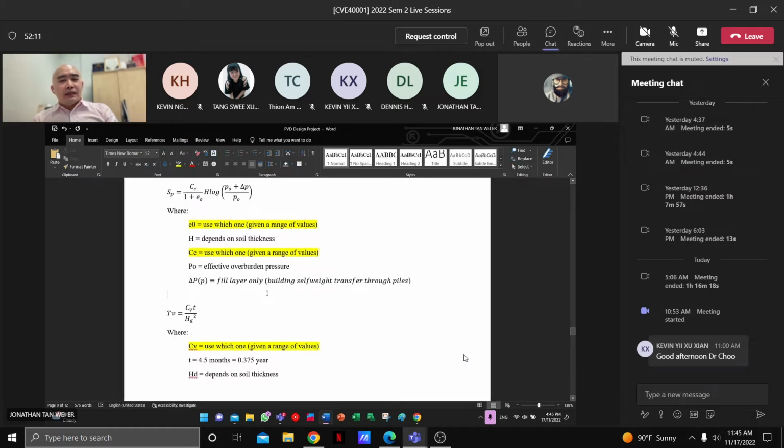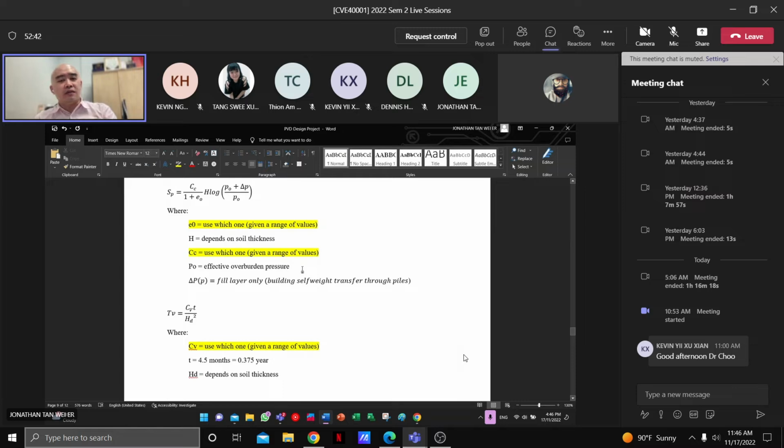So your consolidation equals CC01 plus E naught H, then log of the P naught plus delta P divided by P naught. Now that delta P is the permanent load. You have said there that it is the field layer. So is everybody clear about this one? About that comment that he has made? He has stated at the bottom there that delta P equals field layer only.